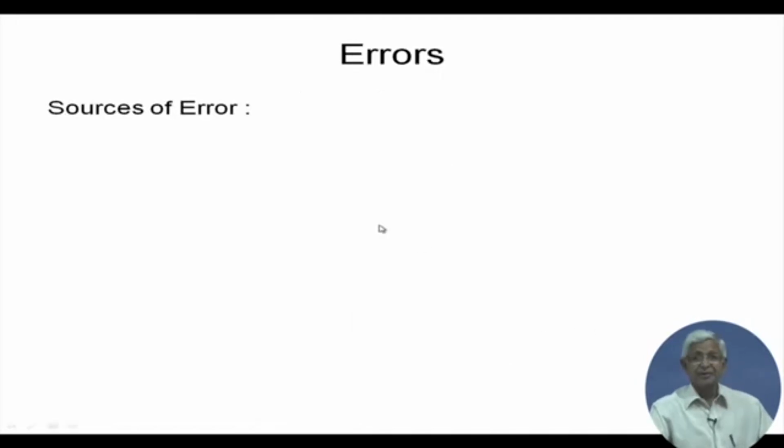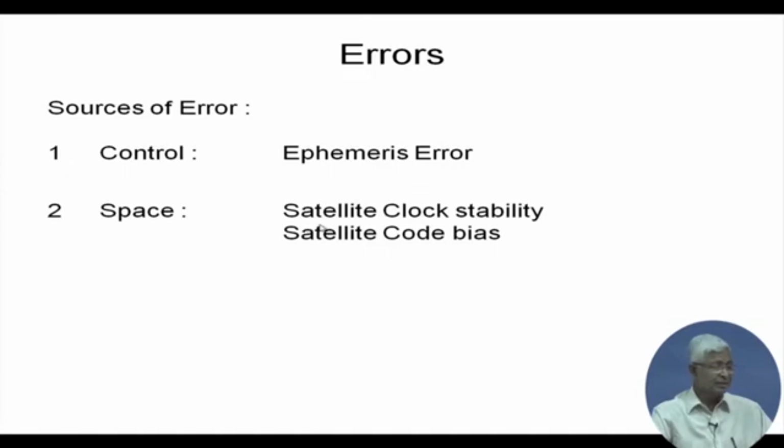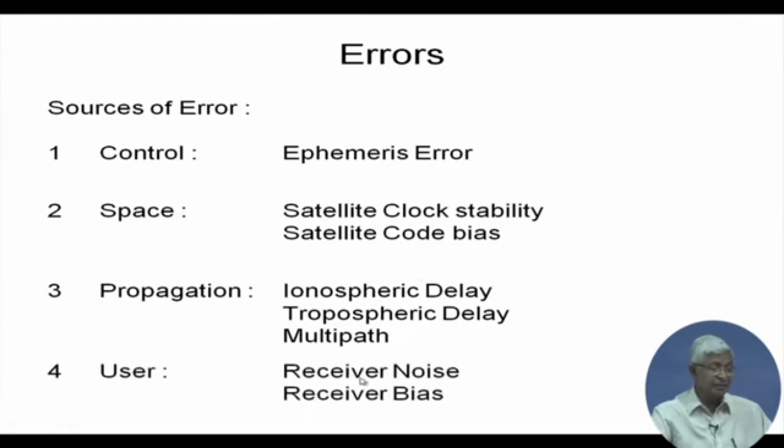Now, sources of error. Let us see what types of error can come. Control error, which is the ephemeris error; space error, which is the satellite clock stability and clock code bias; and the propagation error, which is ionospheric propagation delay, tropospheric delay, and multipath. These are all variables, and the user receiver noise and receiver bias can also contribute.